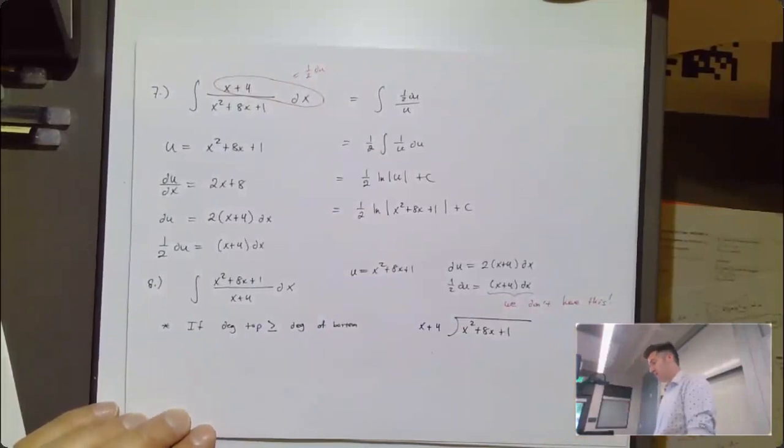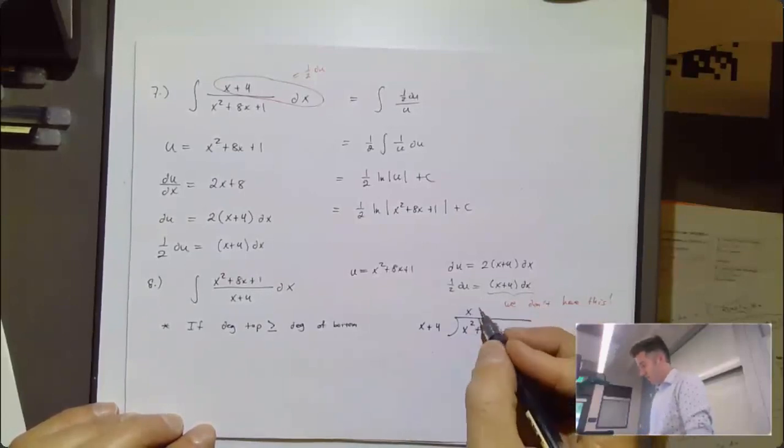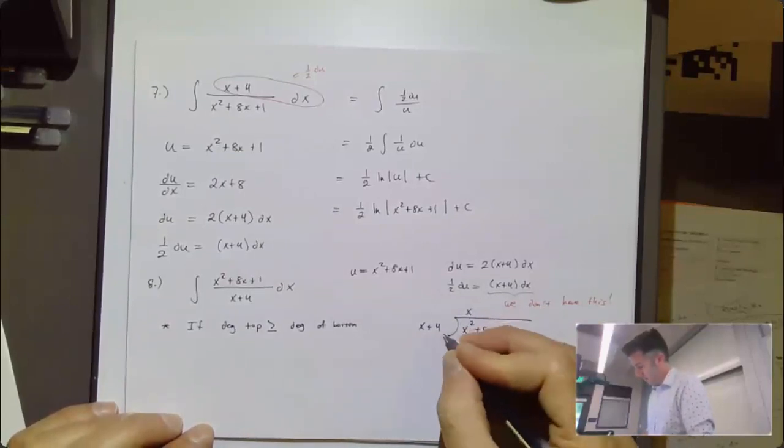So then we ask ourselves, what do you multiply by x to get x squared? And the answer is x. Then x times x is x squared, x times 4 is 4x.